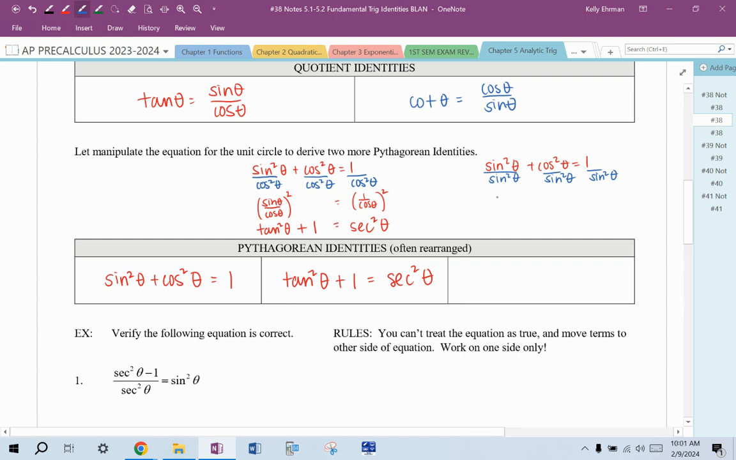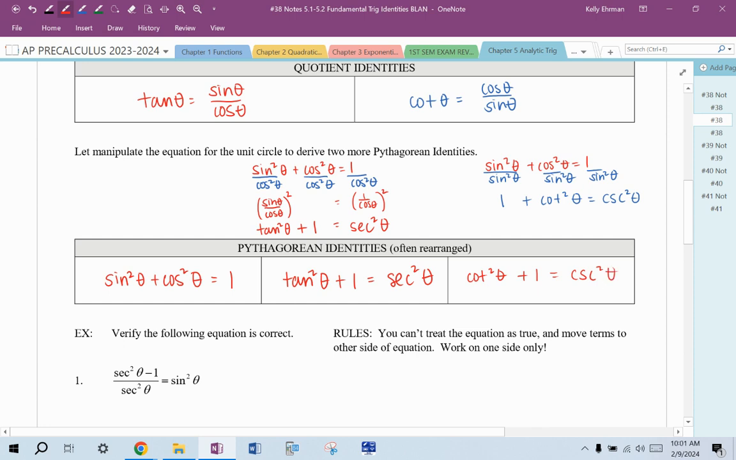Sine squared divided by sine squared is 1. Cosine squared over sine squared, remember that'll be cosine over sine, cotangent squared, equals 1 over sine squared. 1 over sine is cosecant, so cosecant squared theta. Now when I write this down, I try to keep these last two in the same order because I want to memorize them, and this is how I have them memorized. So I'm going to write cotangent squared plus 1 equals cosecant squared.